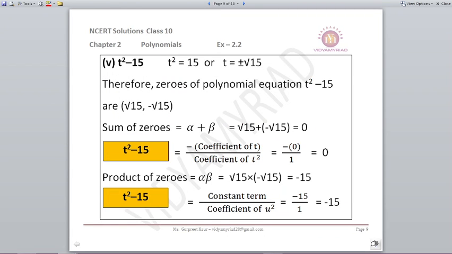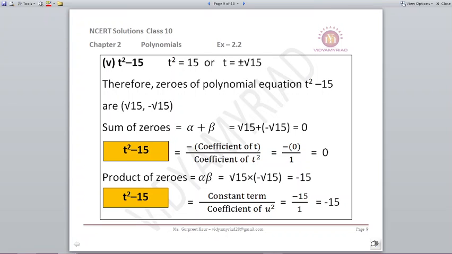Fifth part, t square minus 15. T square minus 15 means t square is equal to 15, that means t will be plus minus root 15. So one zero is root 15 and the other is minus root 15. Because it is square, we need to remove the square, then the other side 15 will become square root, and it is not only the positive square root. It can be plus also, it can be minus also. So sum of the zeros will become 0 itself.